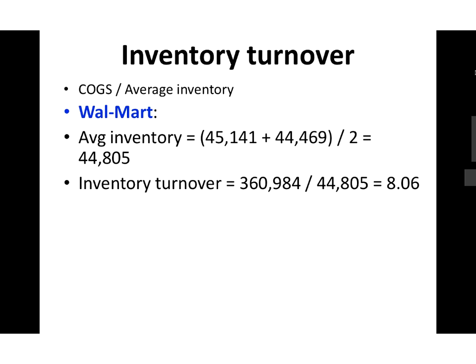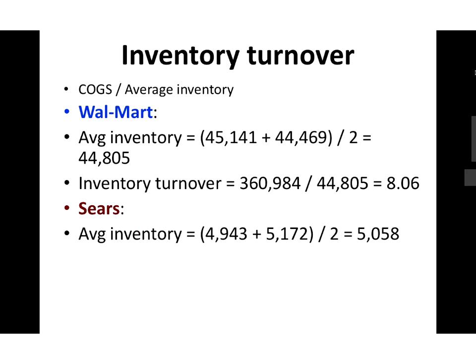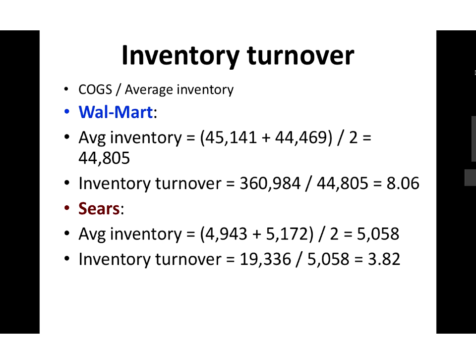Then I'm going to do that same thing for Sears. For Sears, I'm going to take their average inventory, which is this year's inventory plus last year's inventory, divided by 2. And then to get my inventory turnover, I'm going to take the cost of goods sold for Sears, divide by average inventory, and get 3.82.